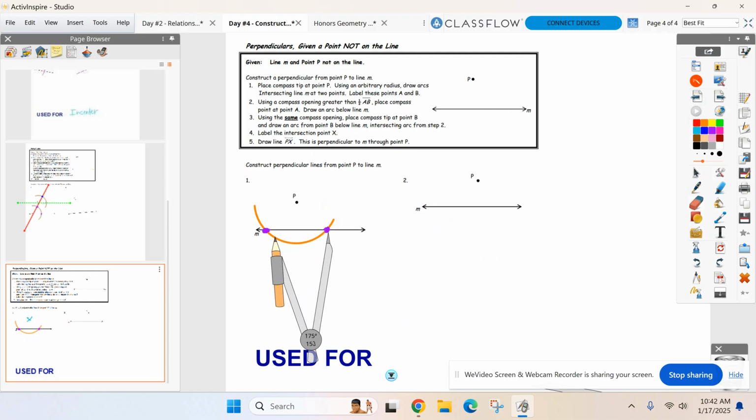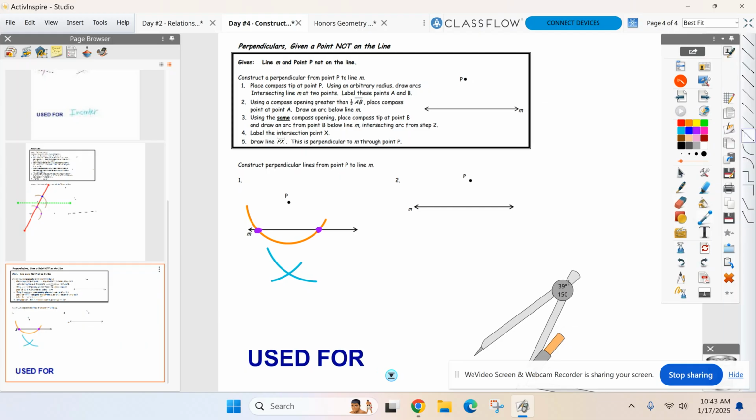Go to each point of intersection now. Make an arc. You can do this above or below, it doesn't matter. Keep it the same opening as you travel and do your final arc. And again, those last two arcs should, perfect, intersect each other. And there it is.